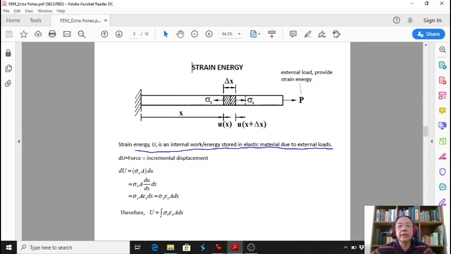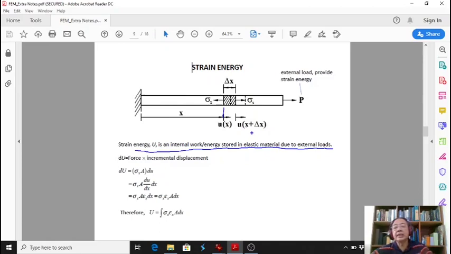So we consider one element here of small distance, delta x. The stress is sigma x and sigma x at the other side. So at this point, the displacement is u(x), and at the other side of this element, the displacement is u, a function of x plus delta x.